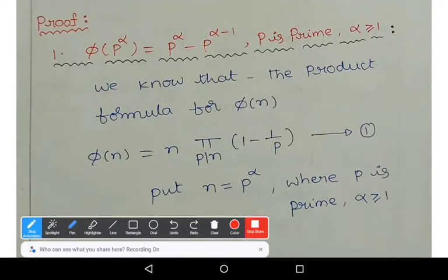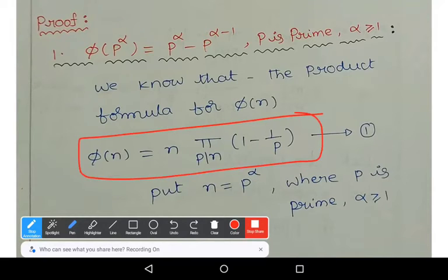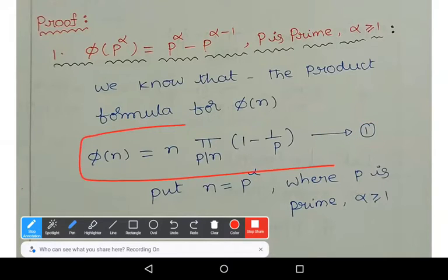We know that by the product formula, φ of n is equal to n into the product over p dividing n of 1 minus 1 by p. Let it be equation number 1. This is from the product formula for φ of n. In the previous video, we proved this product formula in 2 ways. Please watch that video. Now substitute n is equal to p^α.